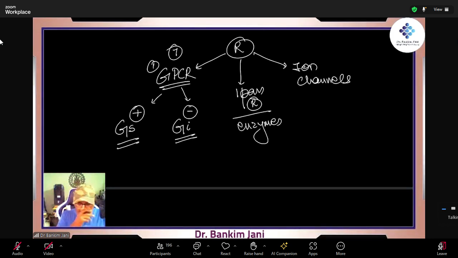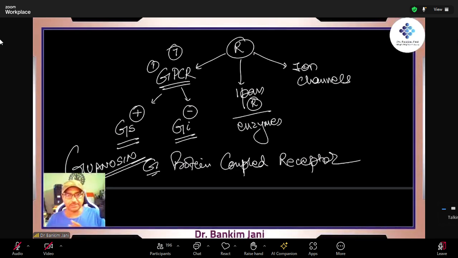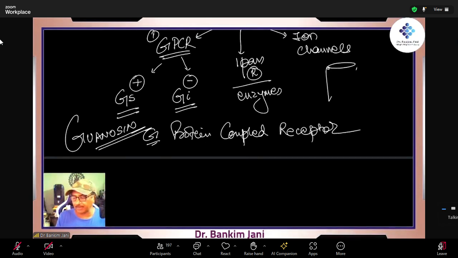GPCR is G protein coupled receptor. And G stands for guanosine. And the ion channels, those ion channels which will be permitting specific ions in and out. So maybe sodium, potassium, like last time we talked about the sodium potassium pump.